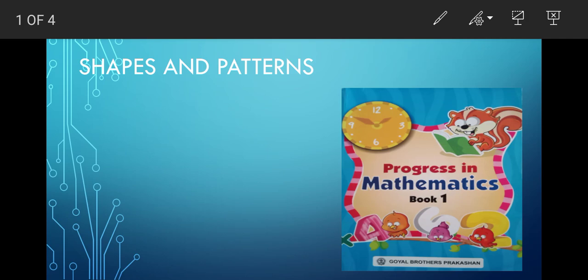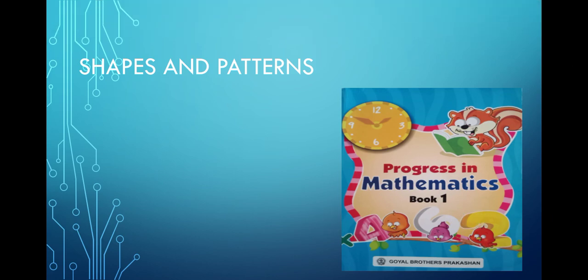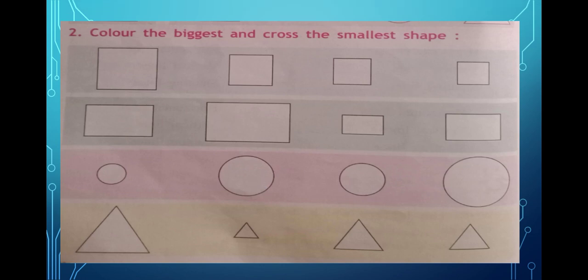So we were in the chapter Shapes and Patterns and we are doing exercise 4.1, question number 2. Okay children, so question number 1 has been done. Now today we are going to do number 2. So take out page number 52 and you have to do along with me. Okay children, so this is the second question. Color the biggest and cross the smallest shape.